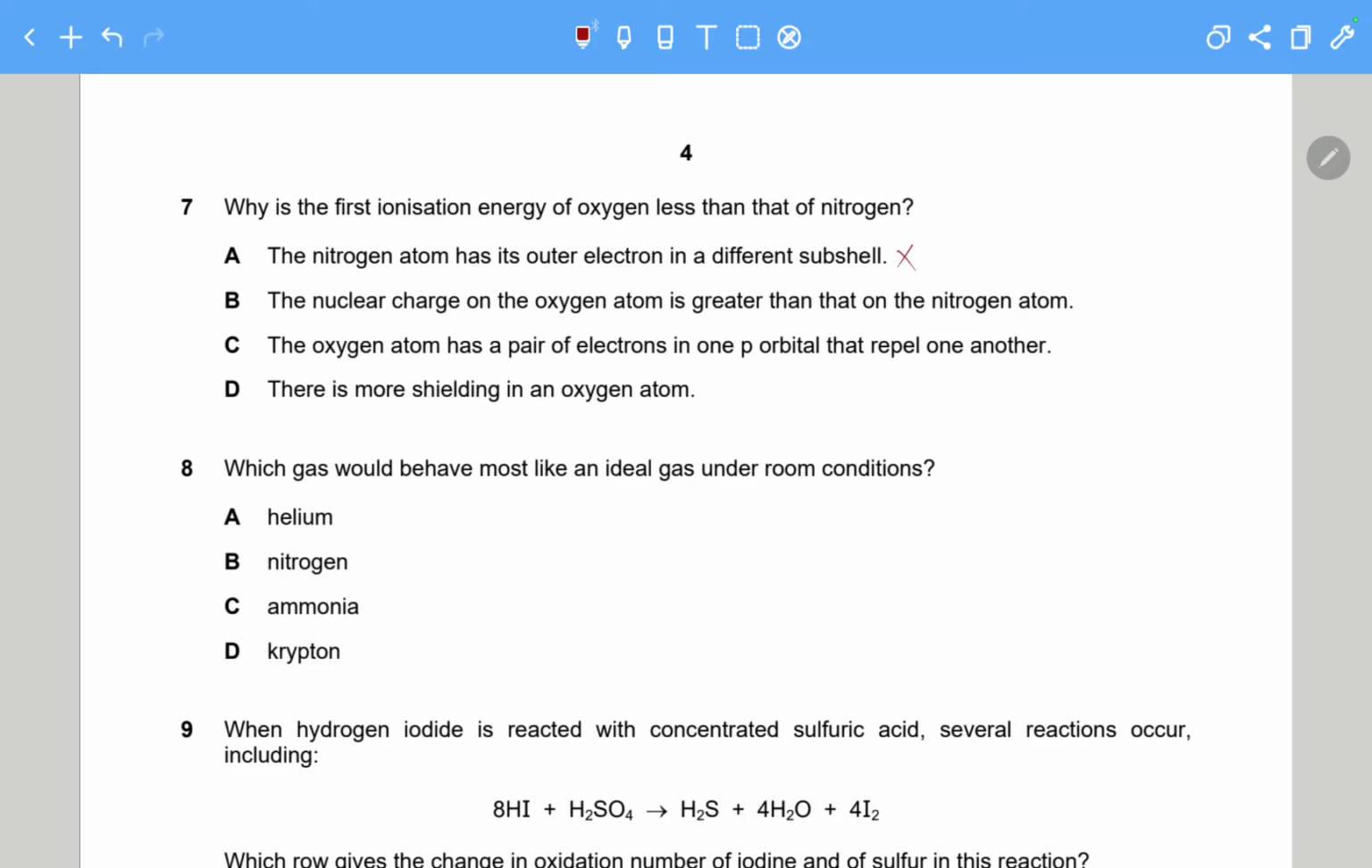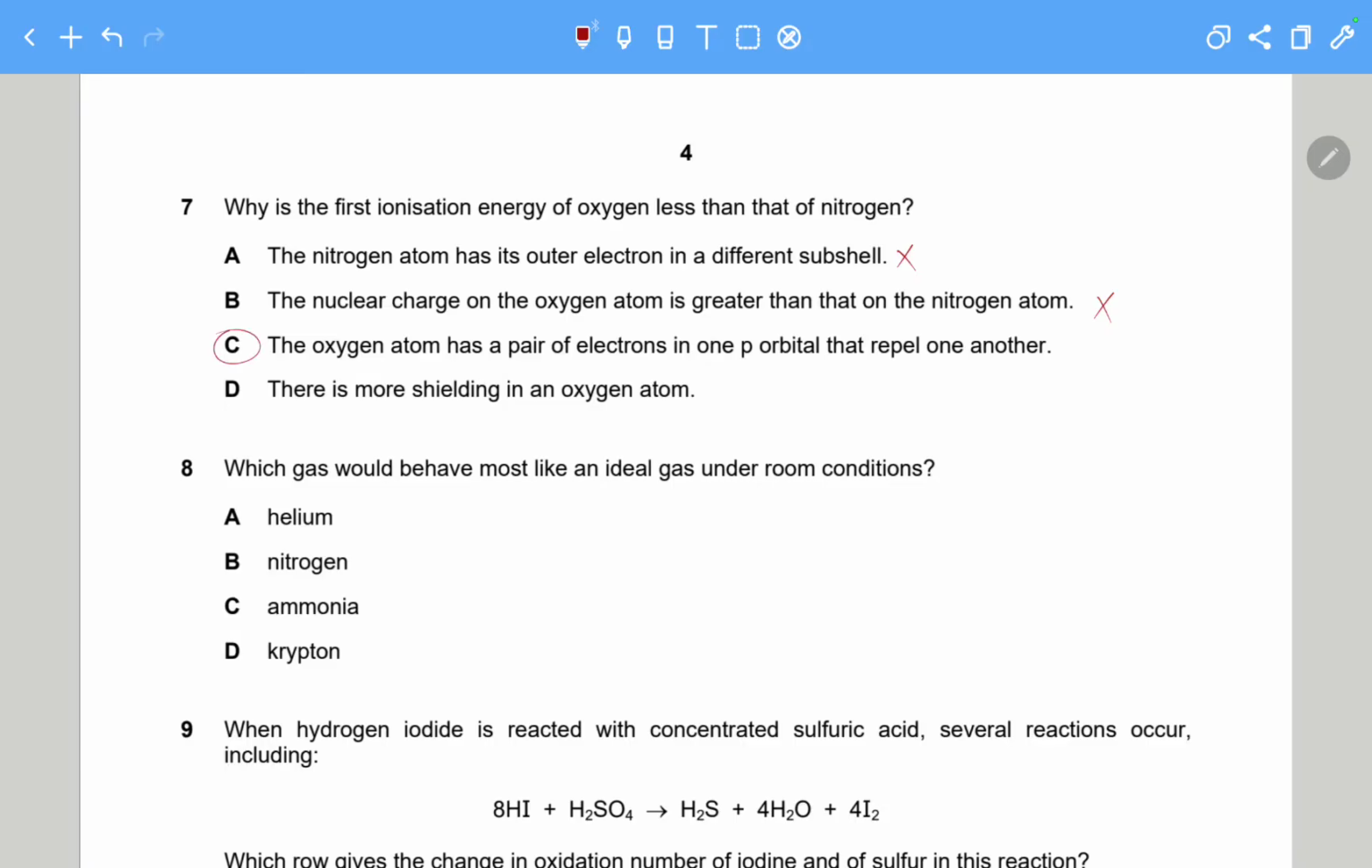No, that's wrong. Is it B? The nuclear charge on the oxygen atom is greater? No, because nitrogen is to the right of oxygen in the periodic table, so the nuclear charge will be greater on nitrogen. And is it C? The oxygen atom has a pair of electrons in one p orbital that repel one another?